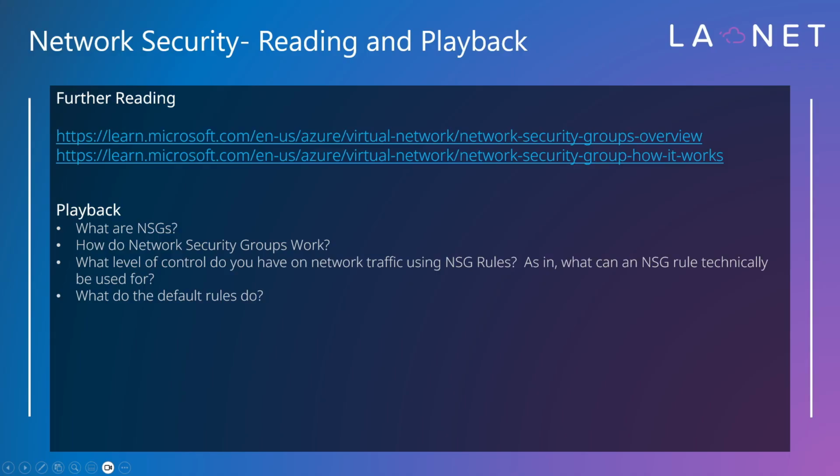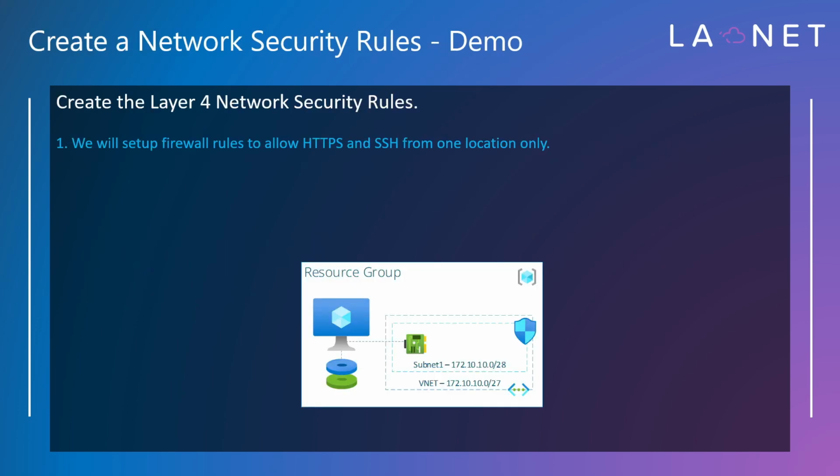Okay, some further reading about network security groups. What are they, how do they work, and what kind of level of control can you get with these layer 4 rules? What can they be used for, and get a good understanding of what the default rules do, such as the load balancer rule and the virtual network rule, and the final rule, which is the deny rule. Okay, so that's what we've created with the shield. So we've created everything previously, and then we've added the shield.